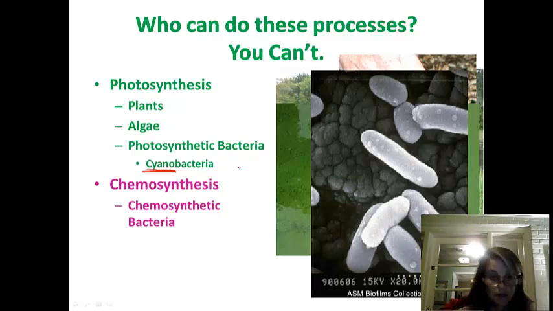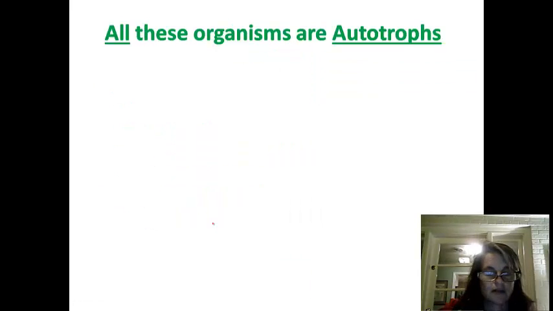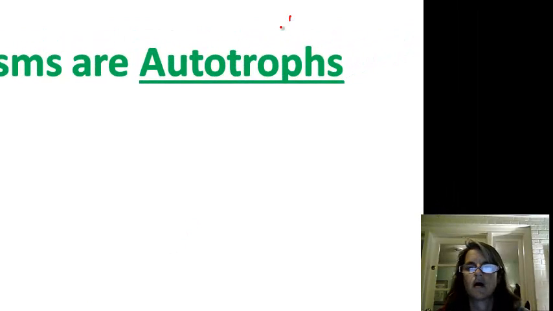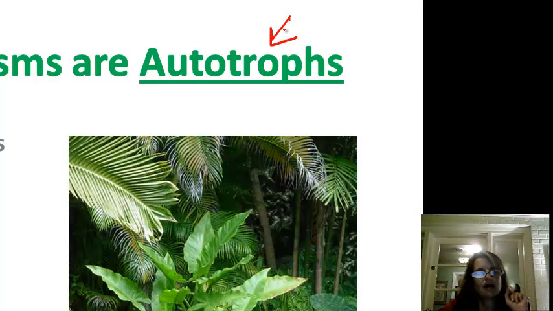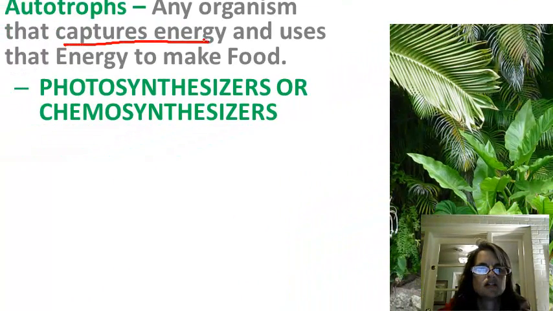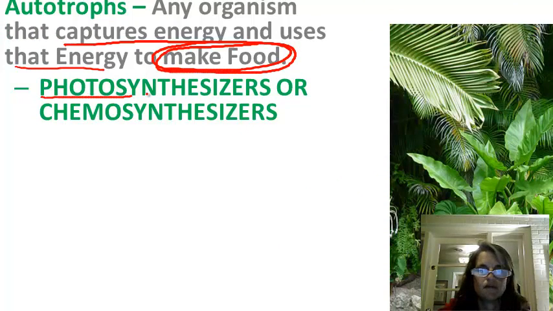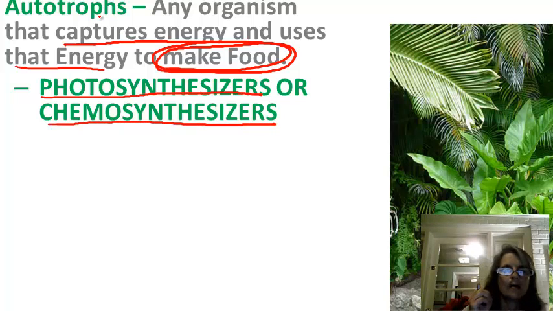Chemosynthesis, as far as we know, is done by only chemosynthetic bacteria. There are a few different types of chemosynthetic bacteria, but these are bacteria that harness this chemical energy coming out of the earth and use that energy to build food molecules. And once they build food molecules, then it can be distributed not only to those bacteria, but to other organisms nearby. So regardless of if we were talking about plants, algae, cyanobacteria, or chemosynthetic bacteria, all of those organisms are autotrophs. Remember what that means. An autotroph is any organism that captures energy and uses that energy to make its own food. They can be photosynthesizers or chemosynthesizers. It does not matter. They are all autotrophs if they are making their own food.